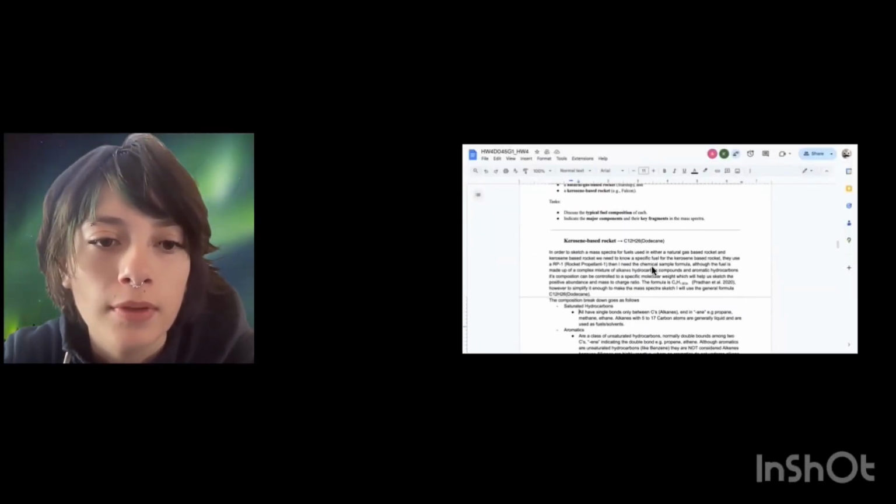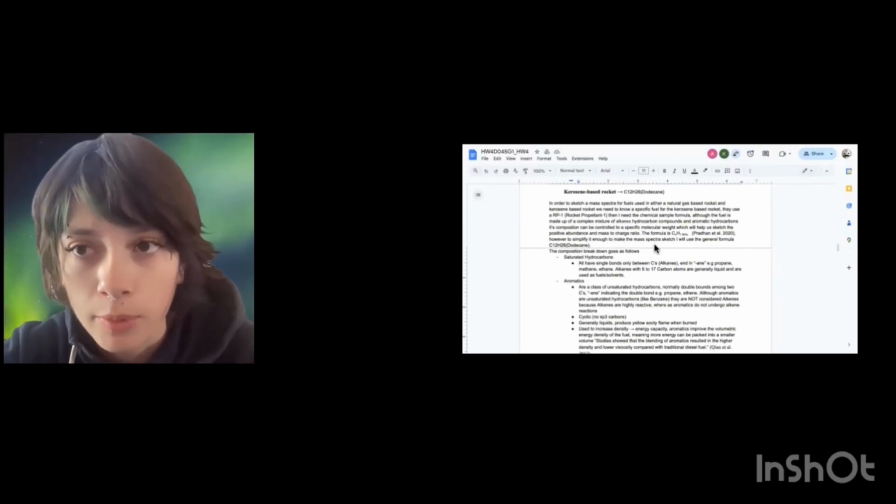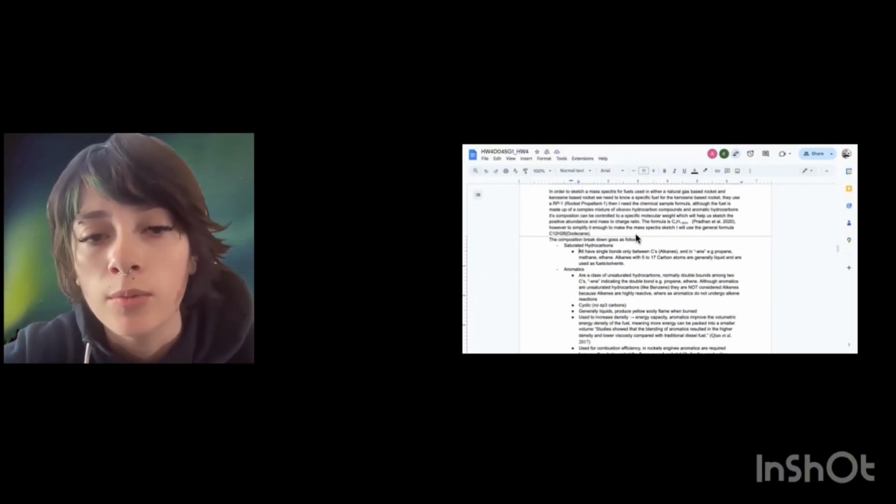Now the mass spectrometry for molecules. We use energy to sketch the mass spectrum of fuels, such as rocket fuels, and we get a chemical sample from the solid fuels of carbon chain alkanes, hydrocarbon compounds, aromatics, and olefins. The concentration can be related to the molecular weight, which helps us with the statistical abundance and the mass spectrum ratio.